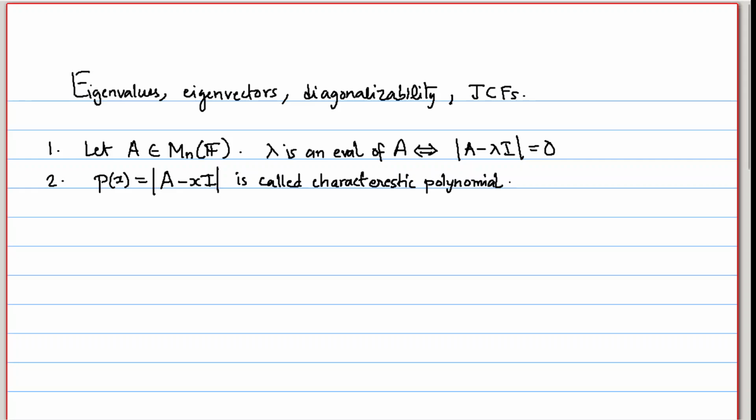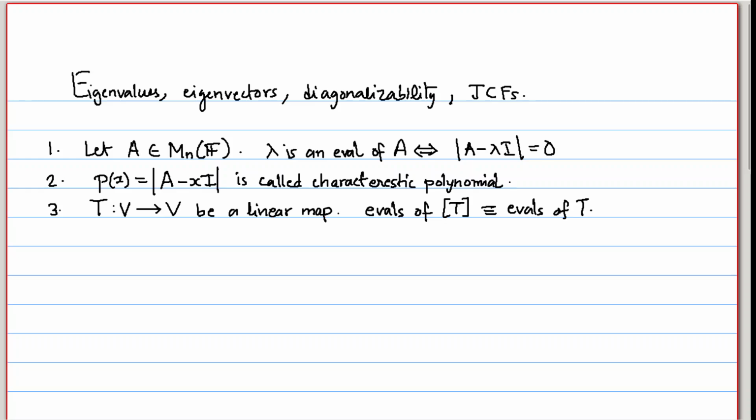So if I say that you have a linear map T, a linear operator from V to V, then what would be the eigenvalues of T? The eigenvalues of T are nothing but the eigenvalues of A, where A is the matrix corresponding to T. That is the same as the eigenvalues of T itself, right?